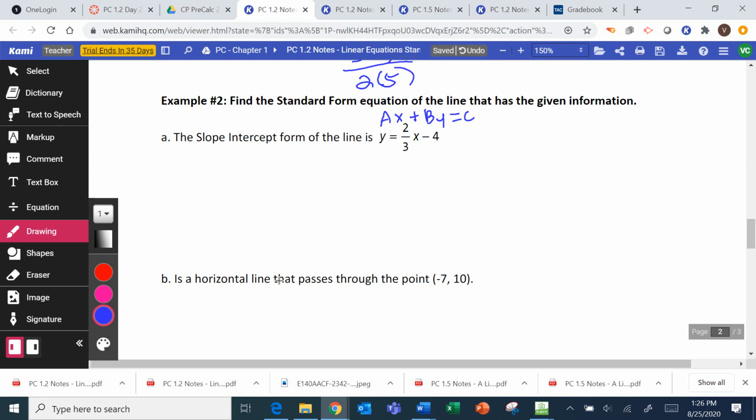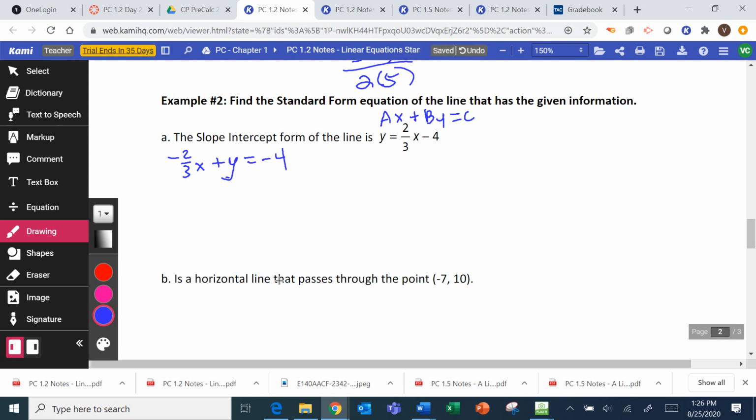And Ryan, what could I do to start getting this into standard form? Okay, so then I would have negative 2/3 x, and I'll go ahead and put it first because I know it needs to come first, plus y equals -4.